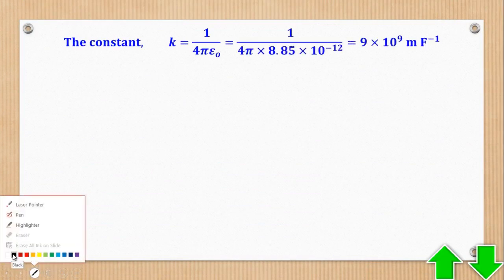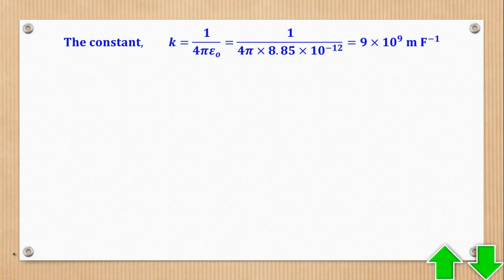Now because you have the value for permittivity of free space, you can substitute it here to get the value of this constant of proportionality k. When I substitute it here and use a calculator, I come up with a value of 9 × 10^9 meter per farad. Remember, epsilon naught alone was farad per meter, so the reciprocal becomes meter per farad.